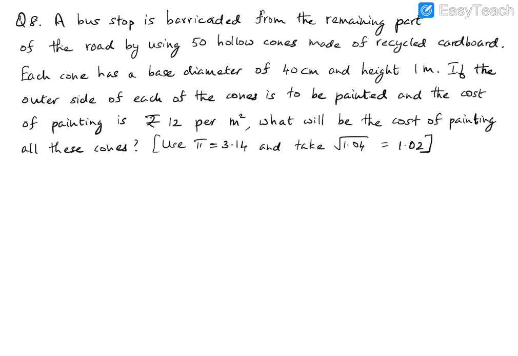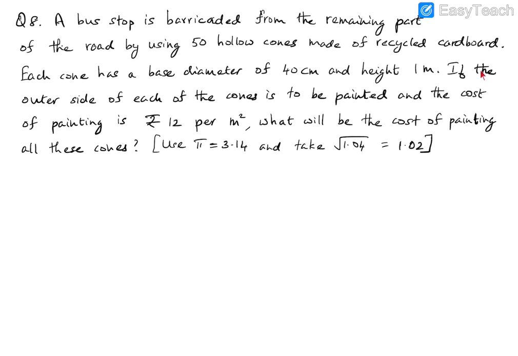We will now do the last problem for today's session, and again here it's based on the calculation of the curved surface area of a cone. What we are given here is that a bus stop is barricaded from the remaining part of the road using 50 cones made of recycled cardboard. Okay, all this is extra information. What is important for us is there are 50 hollow cones, and the dimensions for each cone are given as the base diameter is 40 centimeters and the height of the cone is 1 meter.